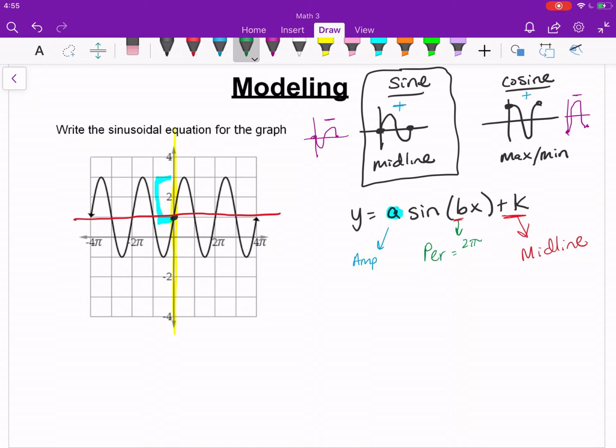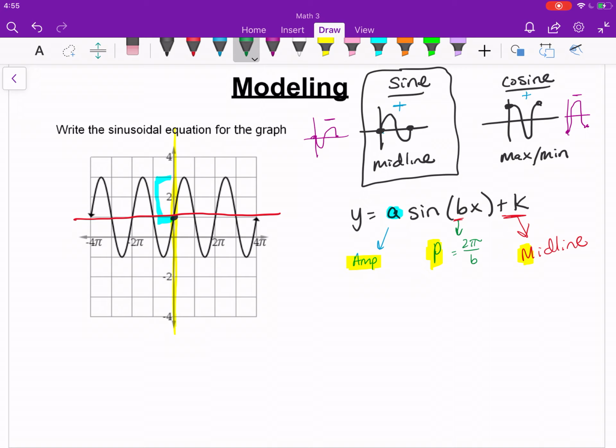B is going to be, you use B to find your period. And your period is always 2 pi over B. I'm just going to abbreviate that P instead of per. Okay, so your period is always 2 pi divided by B. So I don't know if you noticed, but there are 3 key features of a graph we always need to find. We need to find our amplitude, our midline, and our period.